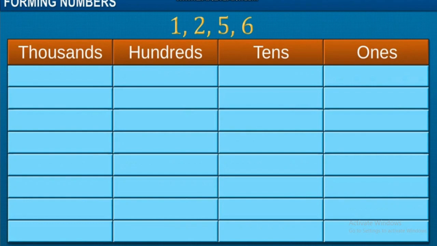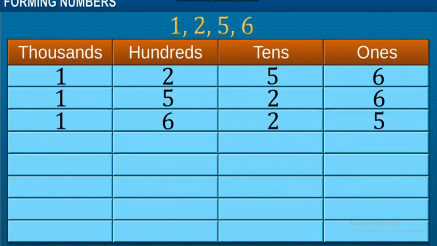The first number can be formed by placing 1 in the thousands place, 2 in the hundreds place, 5 in the tens place, and 6 in the ones place. Similarly, we can form more numbers using these digits.